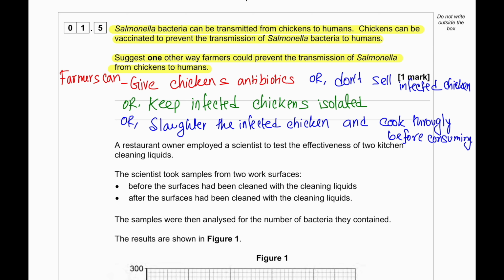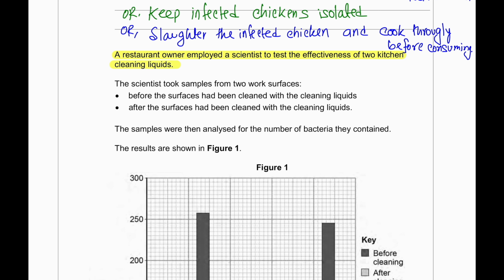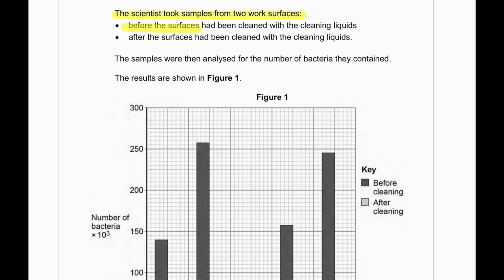A restaurant owner employed a scientist to test the effectiveness of two kitchen cleaning liquids. The scientist took samples from the two work surfaces before the surfaces had been cleaned with the cleaning liquid and after the surfaces had been cleaned with the cleaning liquids. The samples were then analyzed for the number of bacteria they contained.